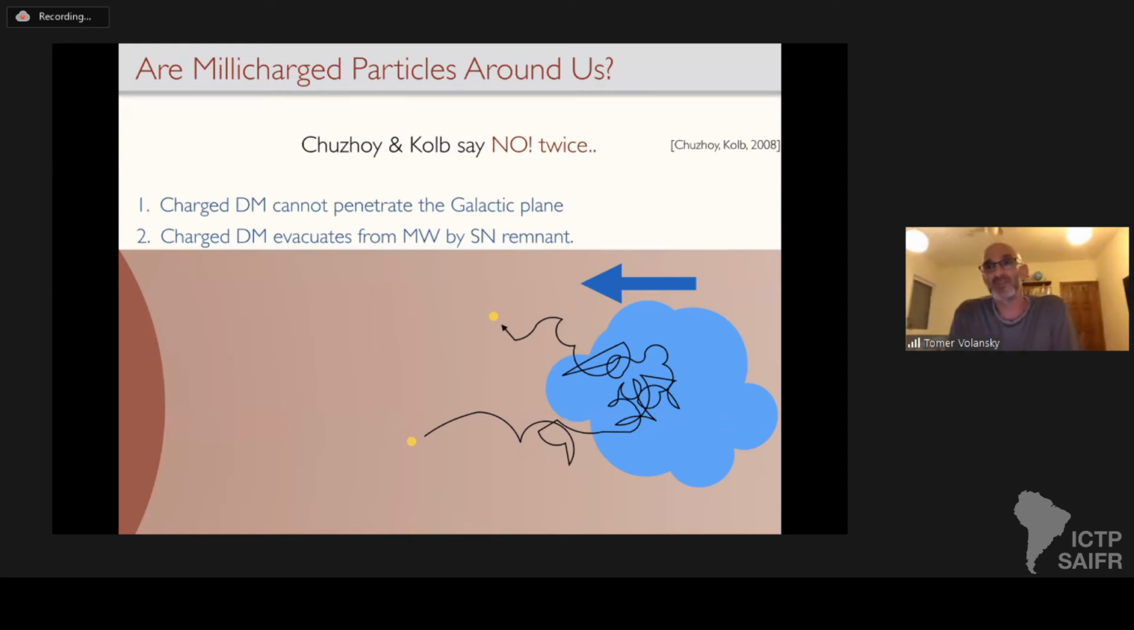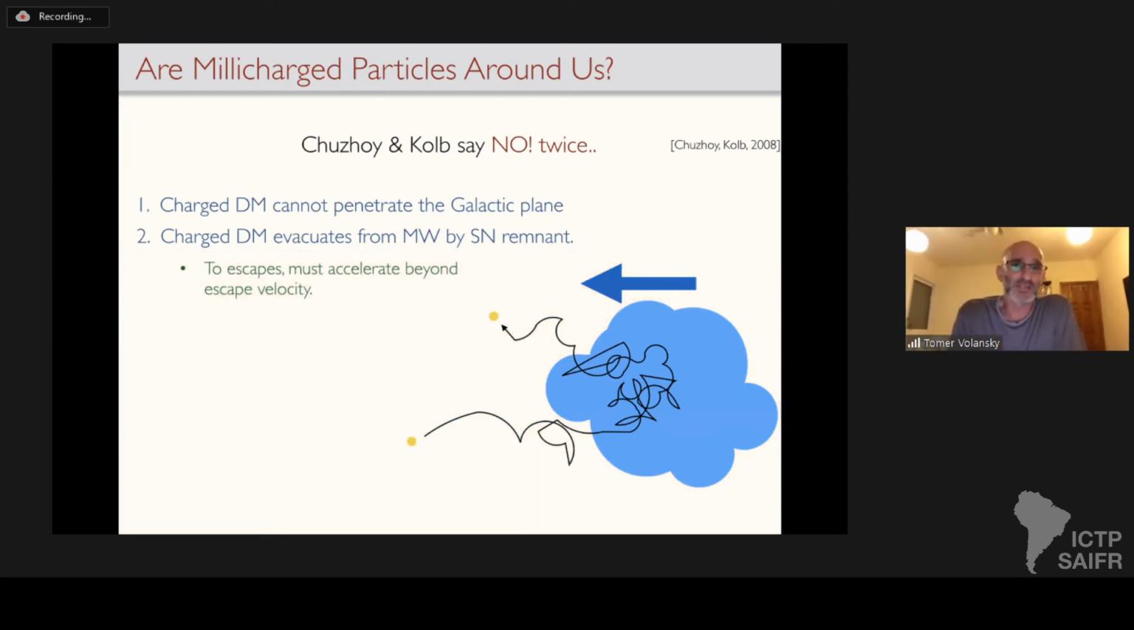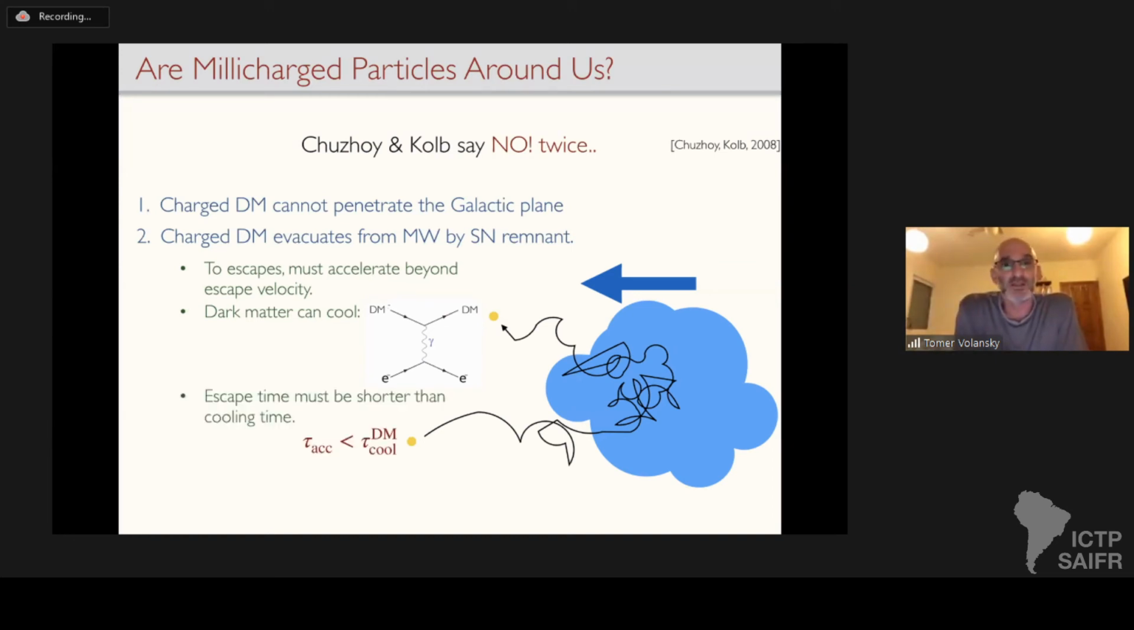And if they have enough energy, they can just escape. So in order to escape, they need to get a velocity larger than the escape velocity. At the same time, those particles can cool because dark matter interacts with the electrons through this mini-charge, so it can also cool. And in order to escape, what you need is that the acceleration time is shorter than the cooling time.